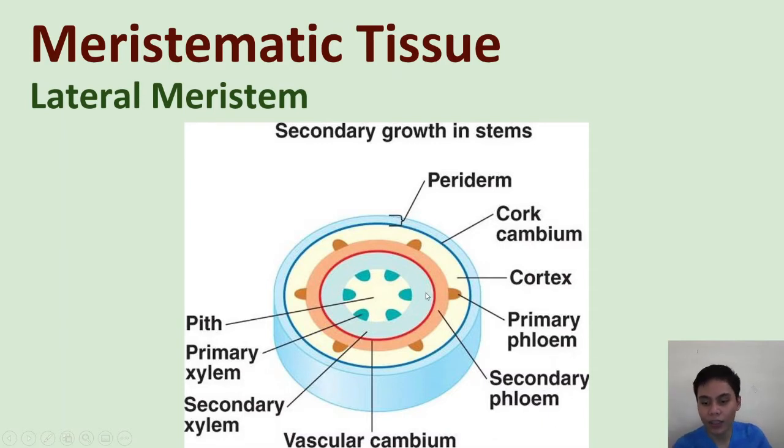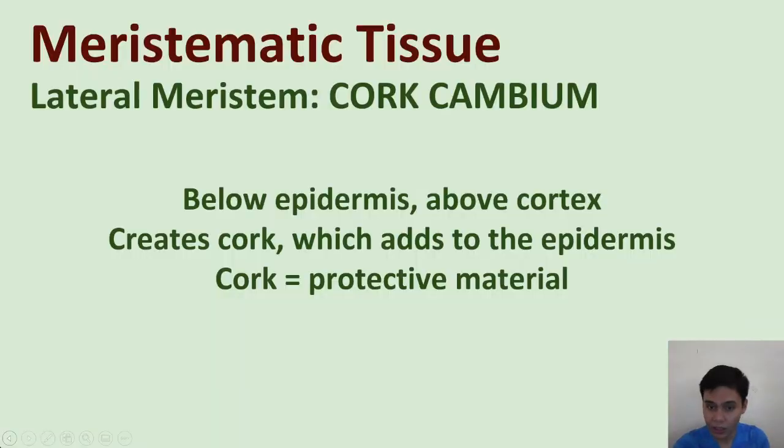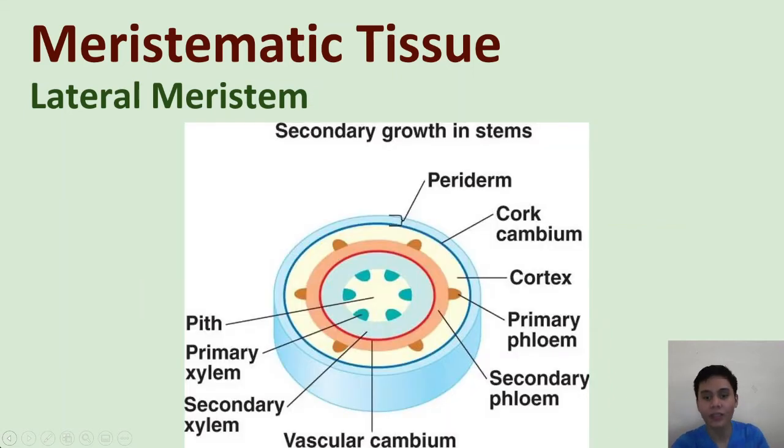So your vascular cambium, your cork cambium, let's start with the cork cambium, again produces cork. So in cork boards, that's mostly cork from the oak tree. So the cork cambium creates cork, which adds to the epidermis. It's a protective material for your plant, or mostly your trees.